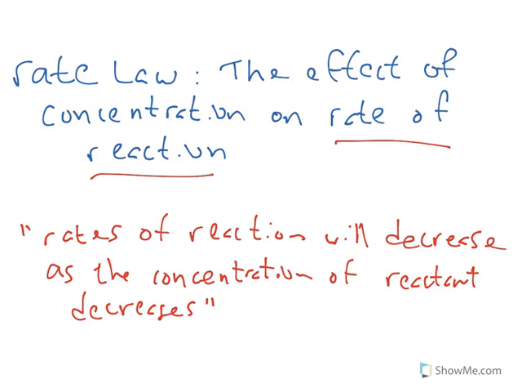All right. So again, to think about this, if you have A plus B going to C, as you consume A and B, there's less of them to collide with each other, and then it's going to take longer for them to find each other, to collide, to make product C, or combine, if you will. So the reaction rate's going to go down.